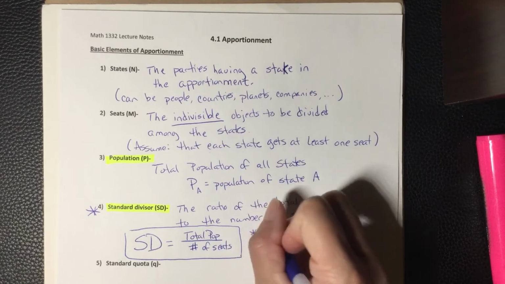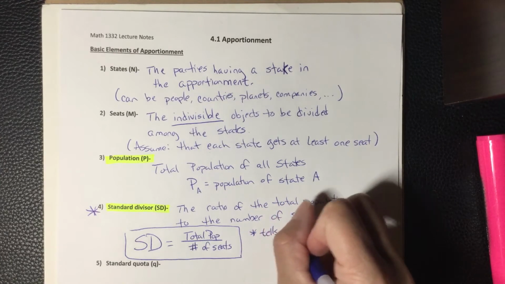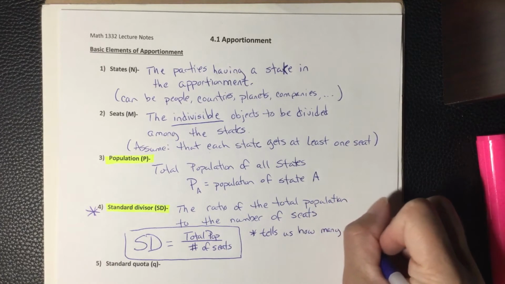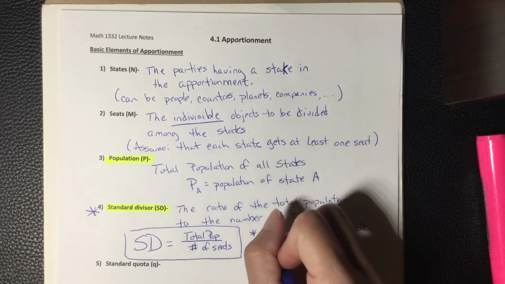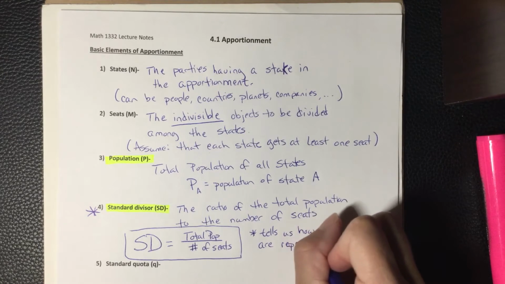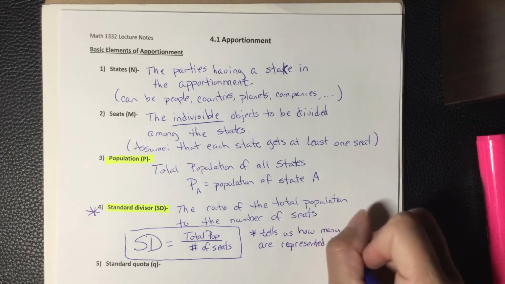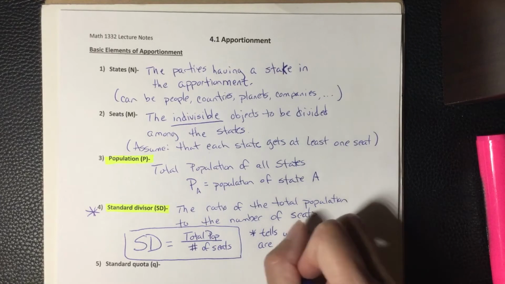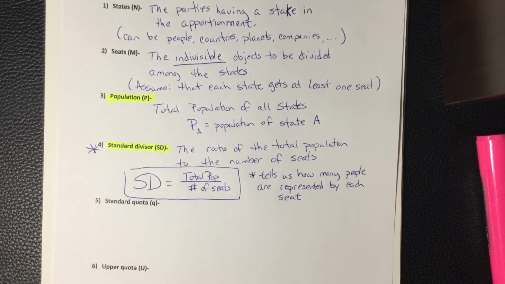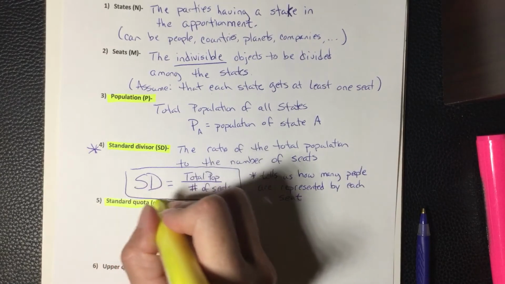And the reason this is important is this tells us how many people are represented by each seat. Okay, so if our standard divisor is 1,000, that tells us that each seat, maybe it's in government or something like that, each seat represents 1,000 people. So this one's important, and then the next one that we're going to do is important.